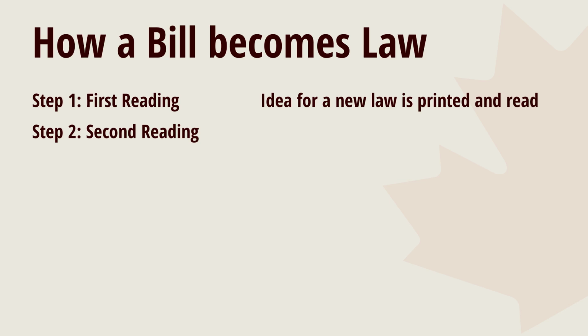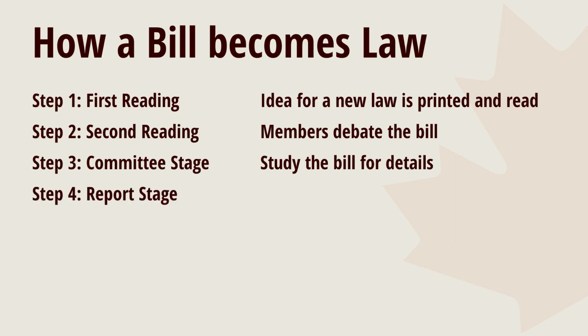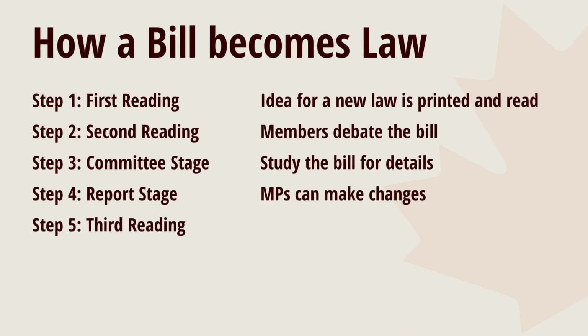Step 2 is called the second reading, where the members debate the bill in the House of Commons. There can be a lot of arguing and disagreement at this step, and that's a good thing. In step 3, a committee is assigned to study the bill carefully for the legal details to ensure everything is correct and follows the laws. Step 4 is a report stage where MPs can make more changes to the bill if necessary. Step 5 is a third reading.